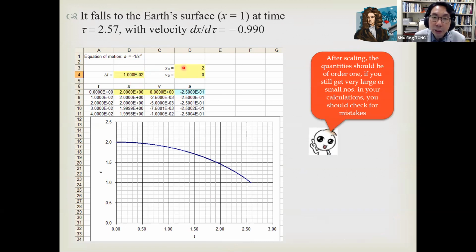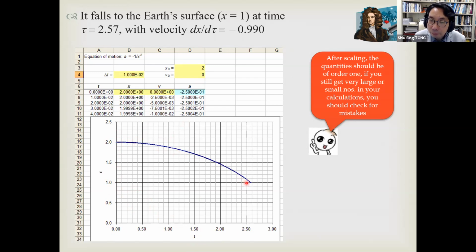And the initial position is 2, initial velocity is 0, and I do the iteration calculation as before. And I found that when I plot a graph of x versus, this should not be t, actually, this should be tau. Sorry about the typo. I should write x against tau. And I find that after doing the calculation, the distance decreases like this, okay?